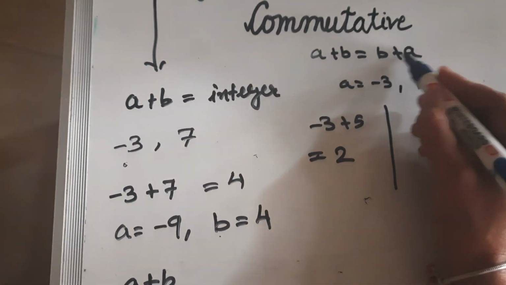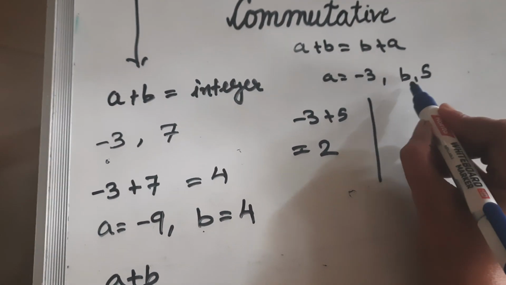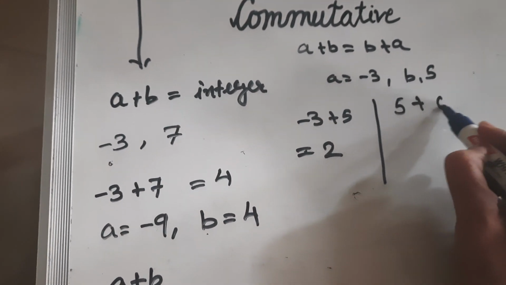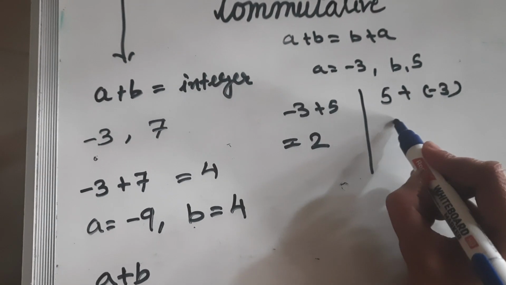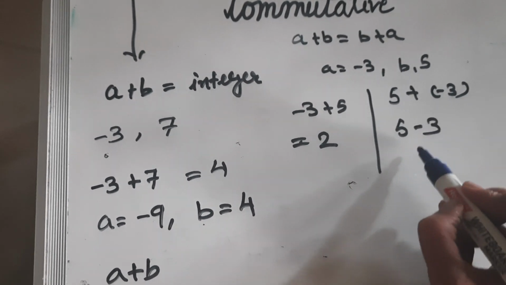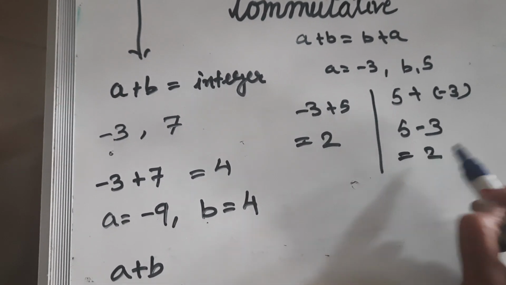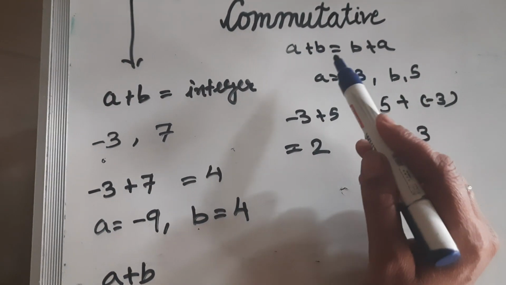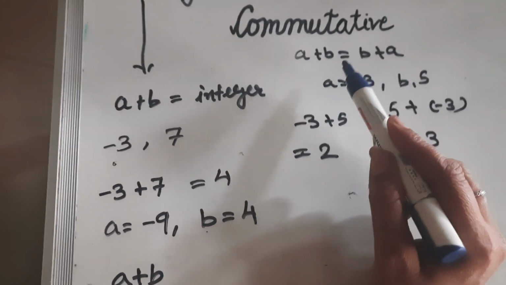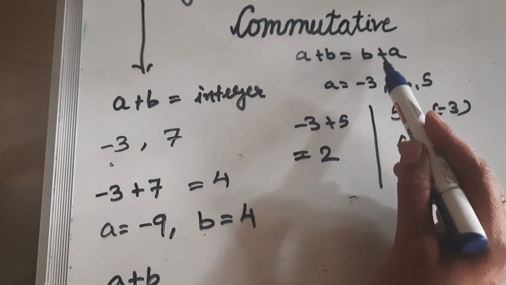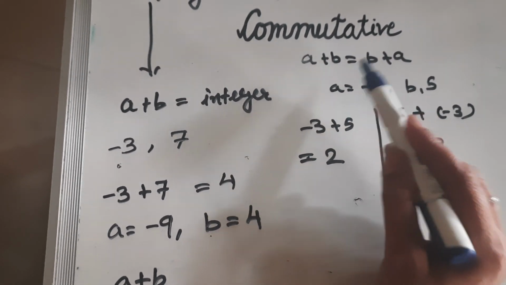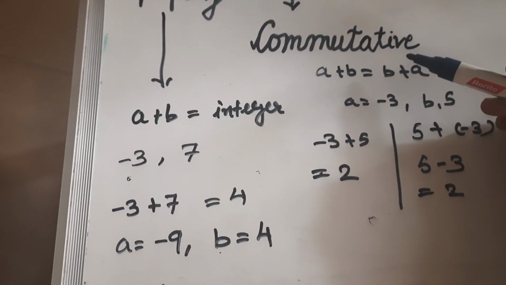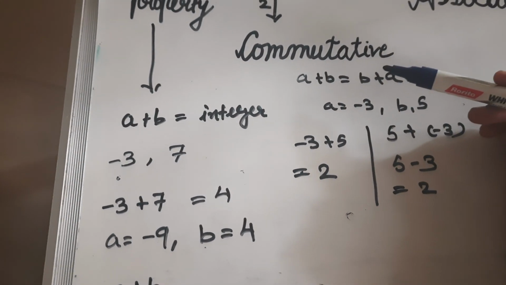Okay, now see this way, b plus a. So first we will take 5 and then we will take -3. So 5 minus 3 is equal to 2. So the answer remains the same. I hope you understood that by changing the order of the integers, the answer remains the same. This is called commutative. So we can say that addition follows the commutative property.